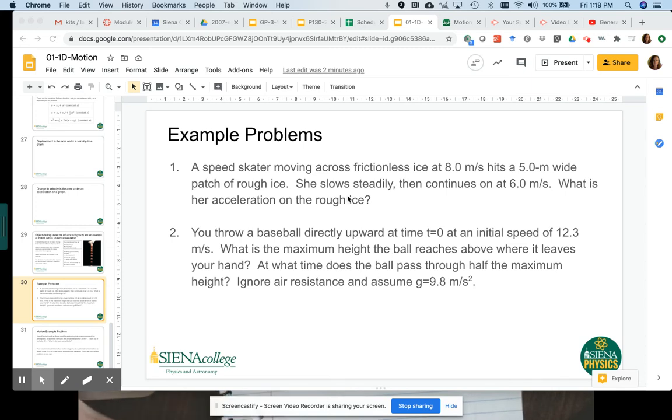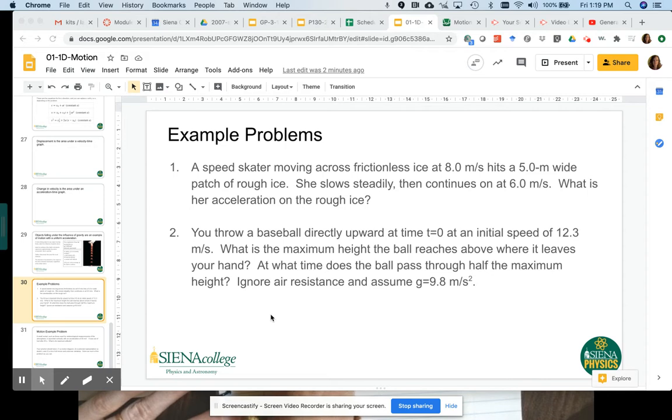Hello again. We are going to do a problem here from 1D Motion. A speed skater is moving across frictionless ice at 8 meters per second. It hits a rough patch that's 5 meters wide. And then after she exits the rough patch, her speed is 6 meters per second. So what's her acceleration on the rough patch?